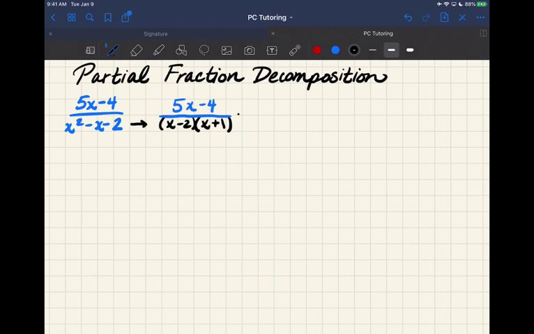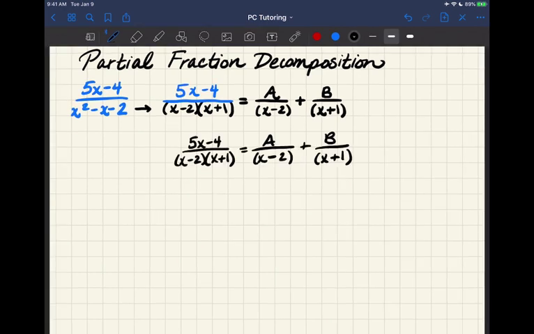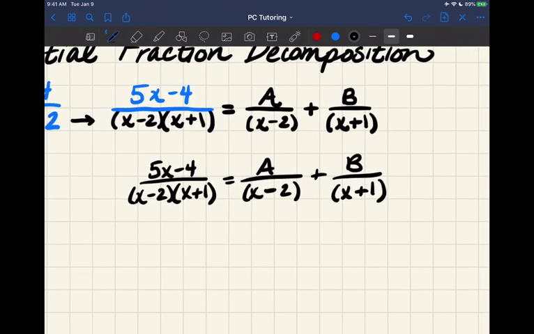What I'm going to do is break it apart on purpose. I'm going to put an unknown, let's call it A, over one of the factors, x minus 2. And I'm also going to add another unknown letter, let's call it B, over the other factor, which is x plus 1. Let's take a moment to pause, because notice what I've done is I've just copied what I have on the top.